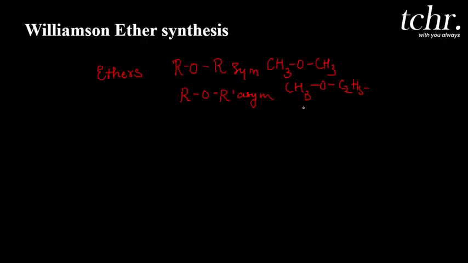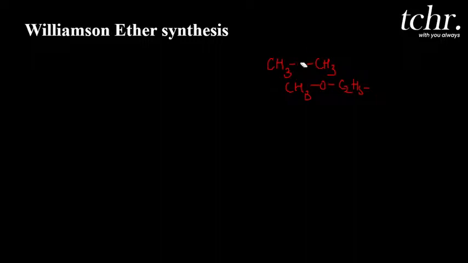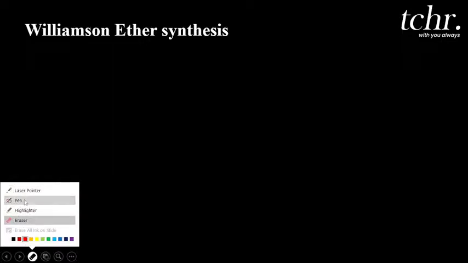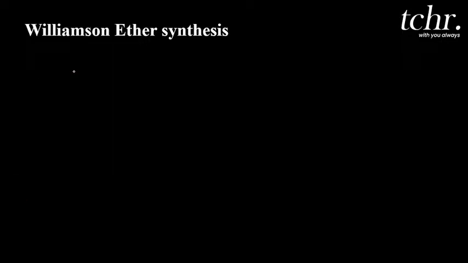Now once you are thorough with naming ethers and identifying the ether functional group, next what you have to know is how to prepare these ethers. One of the best methods to prepare ether is Williamson's ether synthesis. It is a very easy and one of the best methods to prepare ethers, and also it is an important reaction in this chapter.